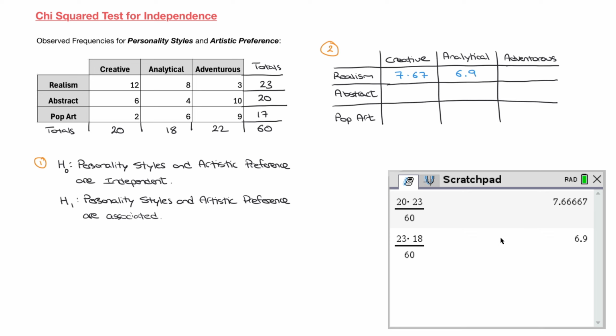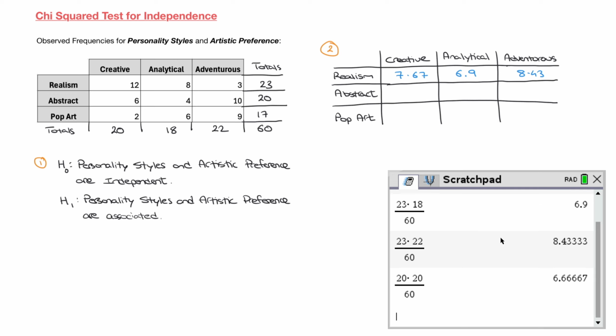I carry on this way. For the next cell, we're in row 1, column 3, so that will be 23 times 22 divided by 60, which is equal to 8.43. So that's 8.43. And I now move on to the next row. Here we have row 2, column 1. So that's 20 times 20 over 60. If I quickly type that, that's 20 times 20 divided by 60, which gives us 6.67. That's 6.67. And I carry on this way.